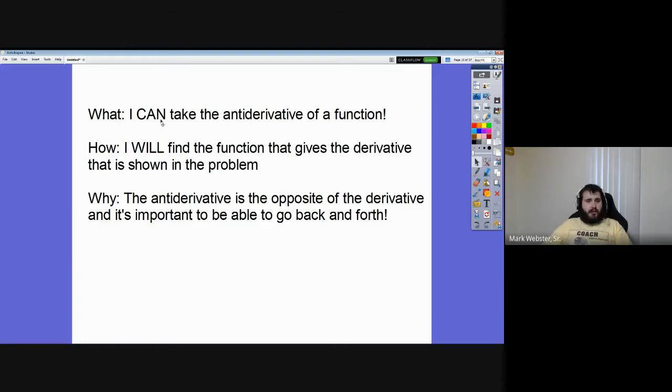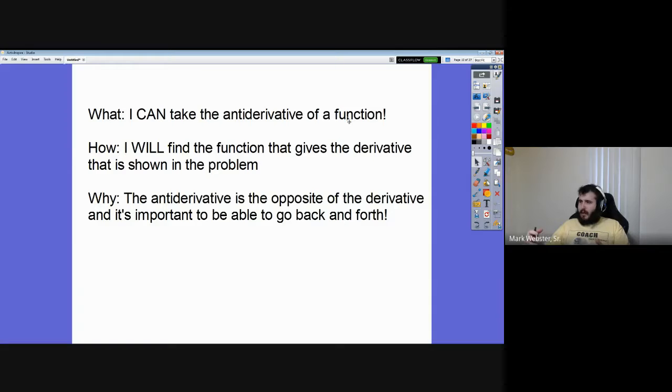So what are we going to be doing today? We're going to be able to take the antiderivative of a function. Basically, the idea is like what we did last week. The antiderivative is just doing the opposite of what you would have done to get the derivative in the first place. All right, and so our ability to go back and forth is important.